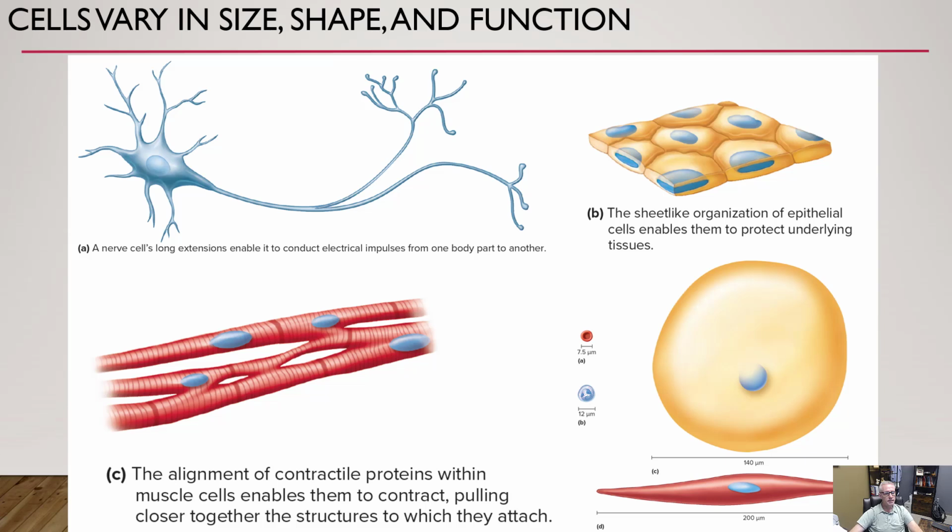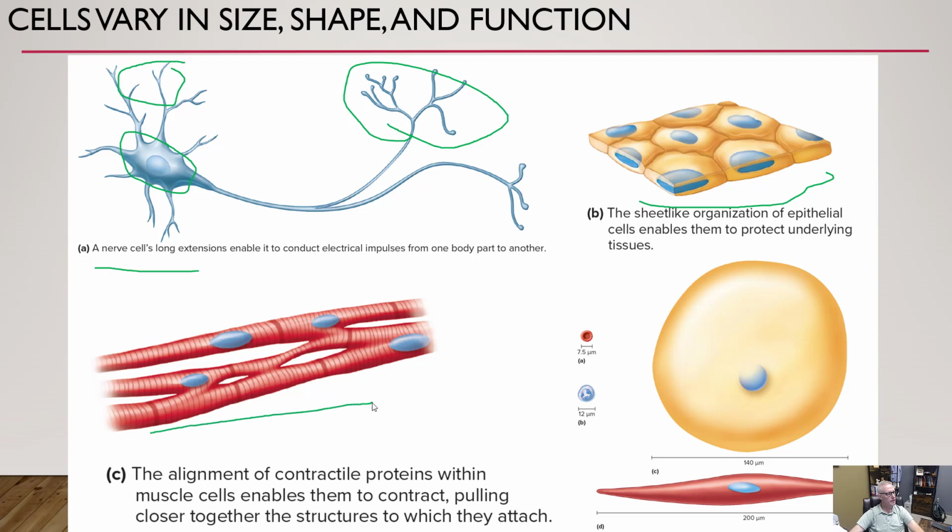All right, so here you can see just some pictures of cells. This one up here is a nerve cell. If you remember, these are your dendrites, cell body, axon. This is just a little sheet of simple squamous epithelium. This would be something that lines your alveoli, which performs gas exchange in your lungs, oxygen, carbon dioxide.